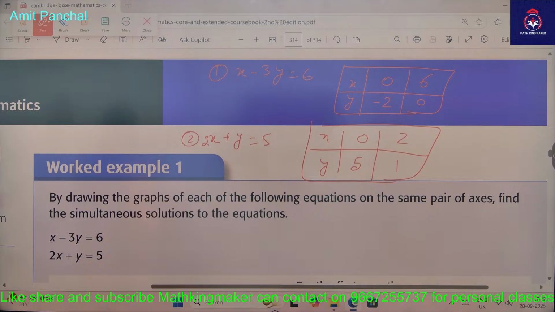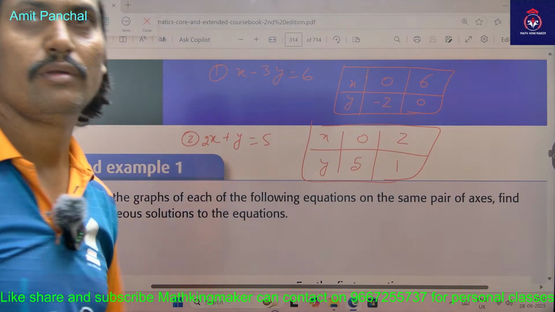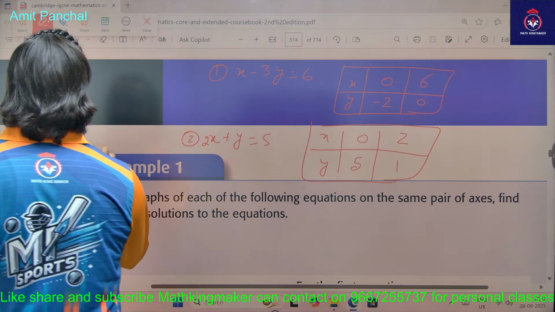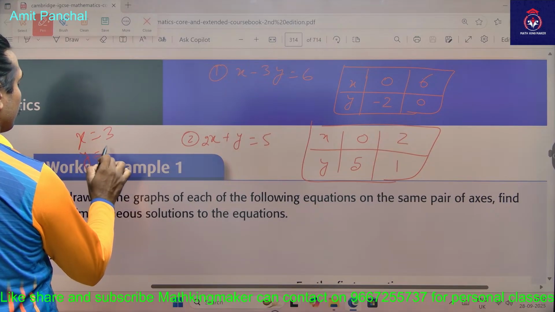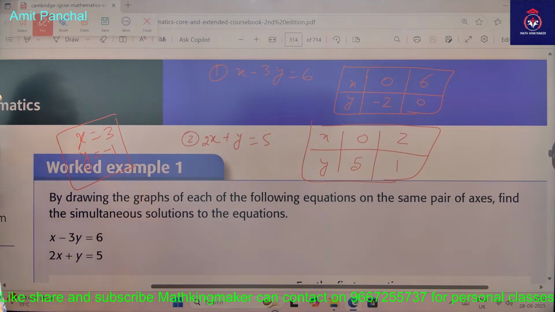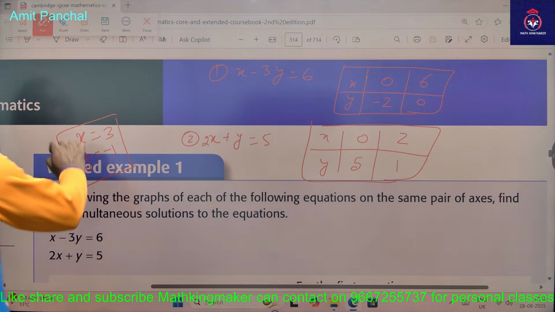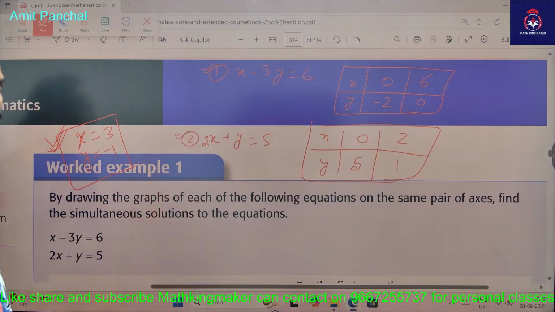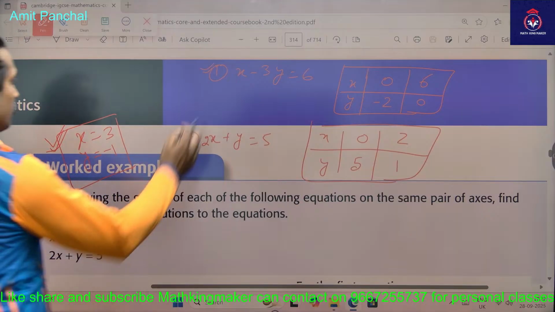They cross each other at about x equals 3, y equals minus 1. Okay, x equal to 3 and y equal to minus 1. If you want to check it, this point will verify the first equation as well as the second equation. Yeah, we have to substitute.